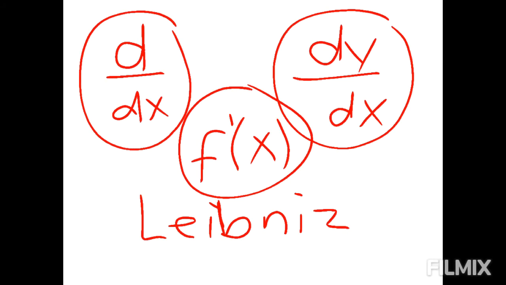So let's see how we can denote this derivative. We have d over dx. We also have dy over dx, or f prime of x. These are some of the familiar notations used when we are finding the derivatives of a function, and this can also be called the Leibniz notation.